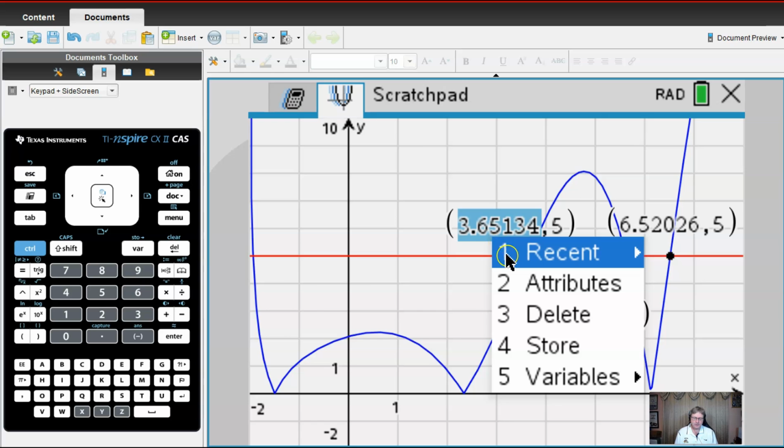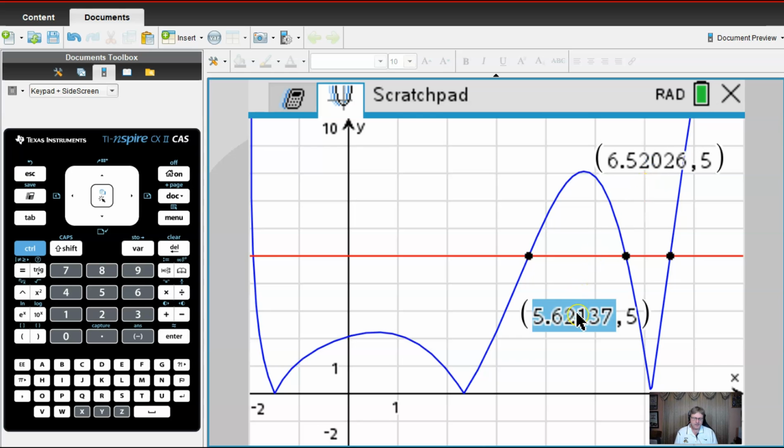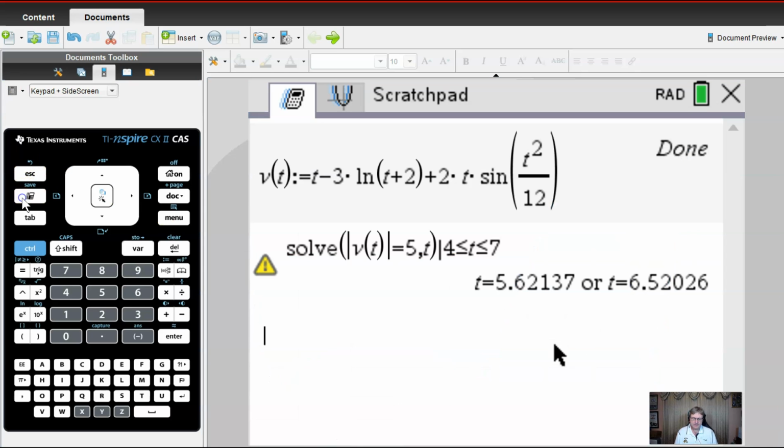And the reason that we're going to get rid of this is because we have to take only the values that are between 4 and 7. And so the two values that you have right here, their t values correspond exactly to what we found when we used the CAS capabilities. So we'll record those in our problem.